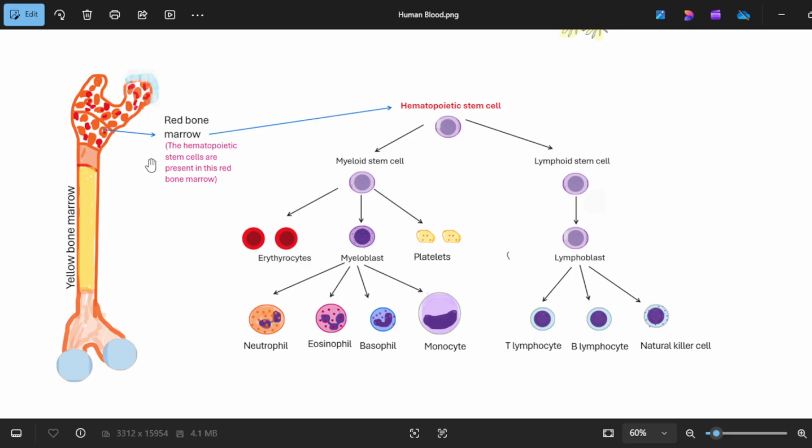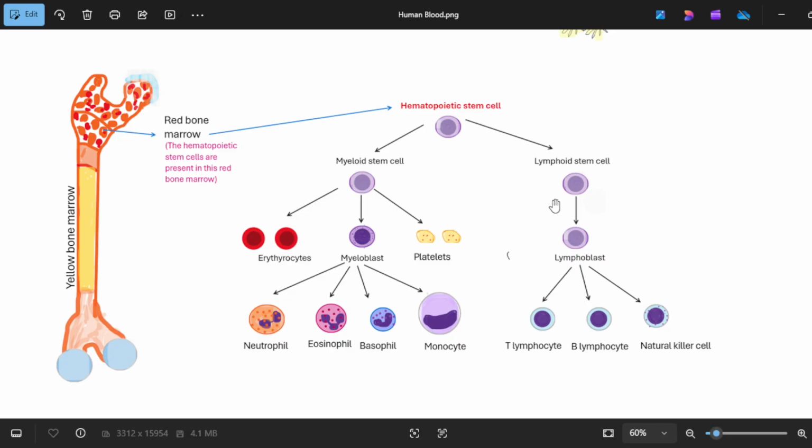So in this red bone marrow, stem cells called hematopoietic stem cells are present. What happens? These stem cells, when the body orders red blood cells, mature to myeloid stem cell and then become erythrocyte, which is the red blood cell. Suppose the body orders platelets, it transforms to platelets. If the body orders white blood cells, it transforms to myeloblast and then to neutrophil, eosinophil, basophil, and monocyte.